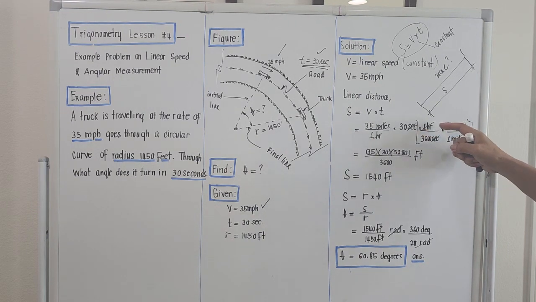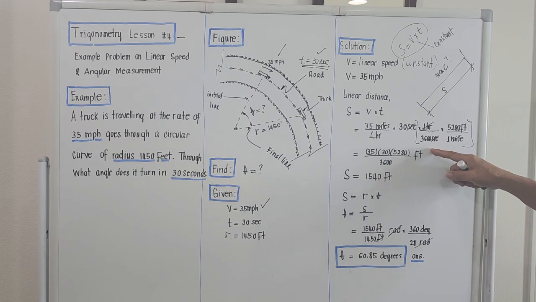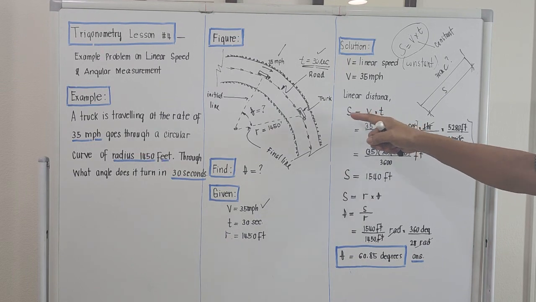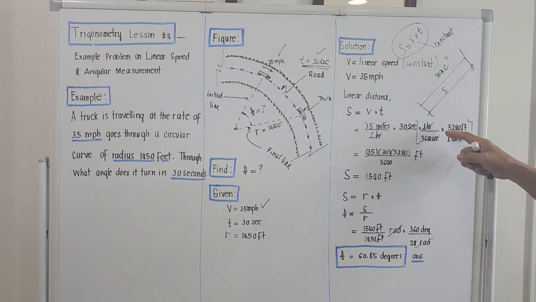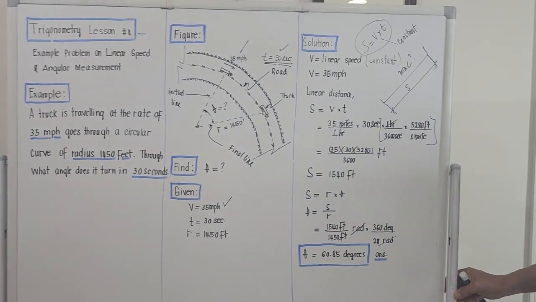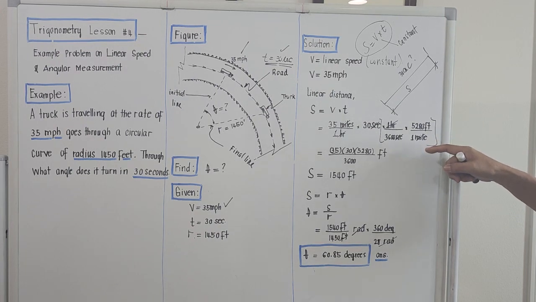So we must multiply this one by, we know that 1 hour is 3,600 seconds, right? So this is times 1 hour per 3,600 seconds. Okay? And we must eliminate these miles here for the distance to be in feet. So this is times 5,280 feet per 1 mile.